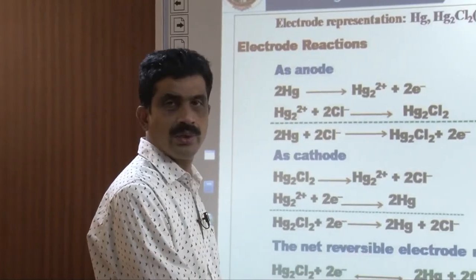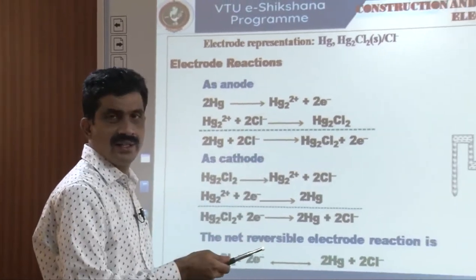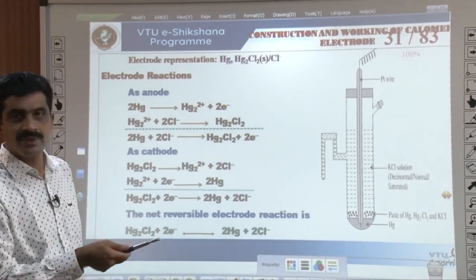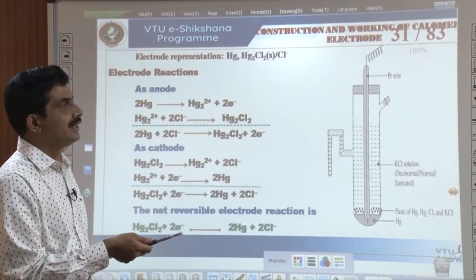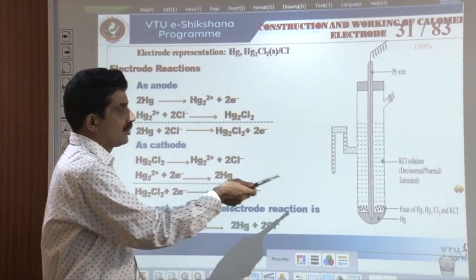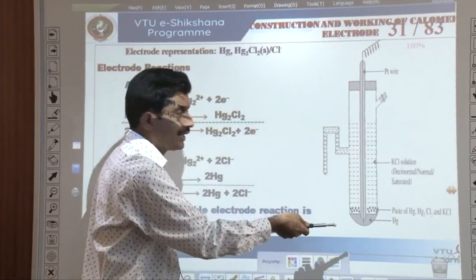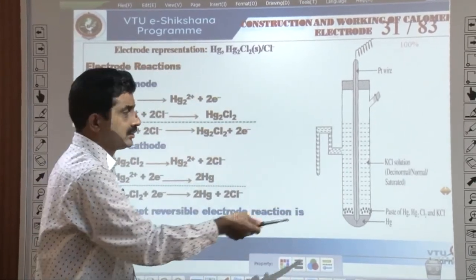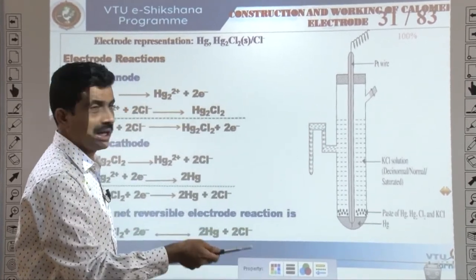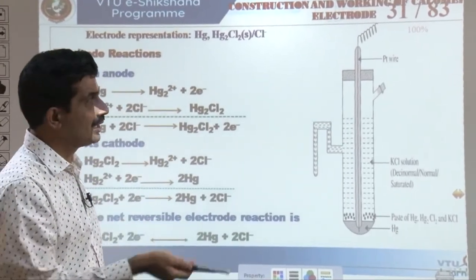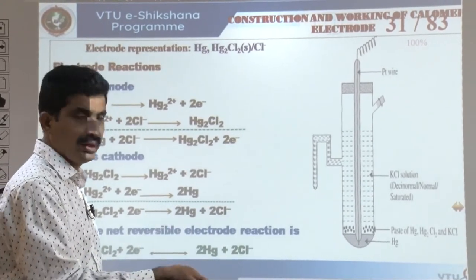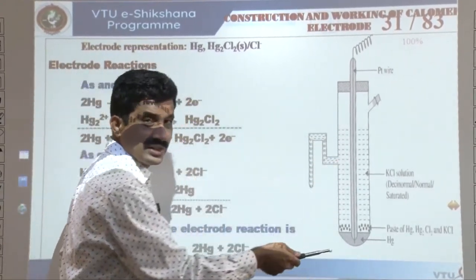Now we will go to the next slide. We shall discuss and understand the construction, working principle and applications of secondary reference electrodes. Now, this is the calomel electrode. This is its representation. The calomel electrode is one of the widely used secondary reference electrodes. How is this electrode constructed?